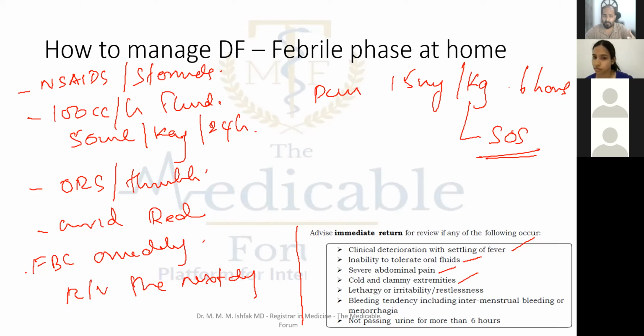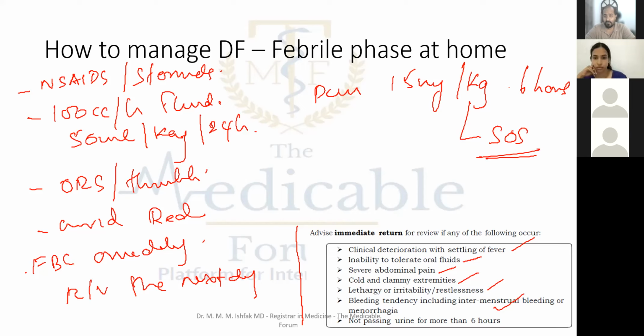Cold and clammy extremities, they could be in shock. Lethargy, irritability, restlessness, these are manifestations of shock, a reduction in the intravascular compartment, right? Bleeding tendency, including intermenstrual bleeding or menorrhagia. Even if they are not in their period of menses, they can still have PV bleeding. If that happens also, that can be a sign of DHF.